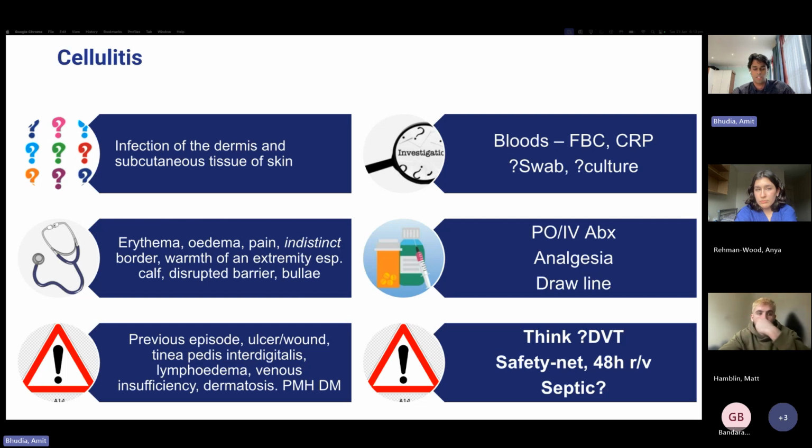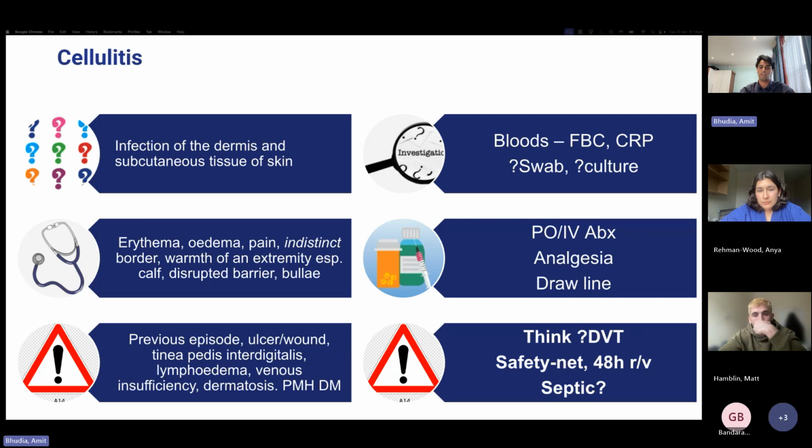So how will we manage this? We need to give them antibiotics, and depending on the severity of the infection, this may be oral or IV. And generally, your first line is flucloxacillin. So I think that's one that I would remember. And if they're penicillin allergic, you tend to give clarithromycin or erythromycin. Also it's important to draw a line when you first see them to see where the border of the cellulitis is, and safety net them to say that if it goes beyond this line or if it's getting worse, they need to be seen again.